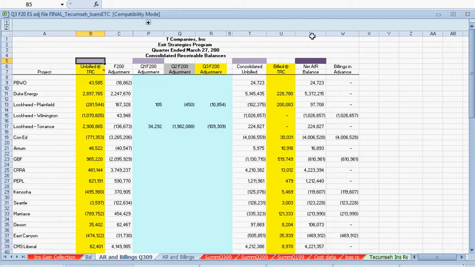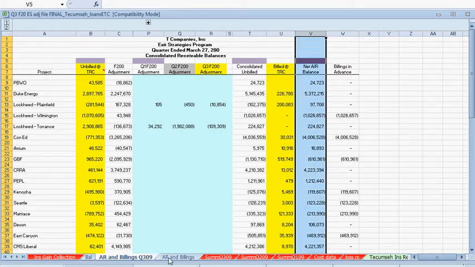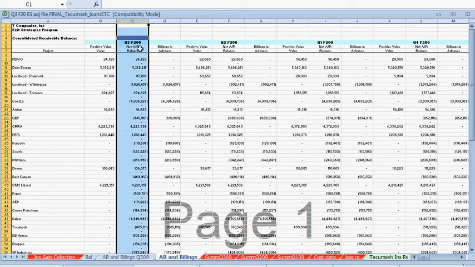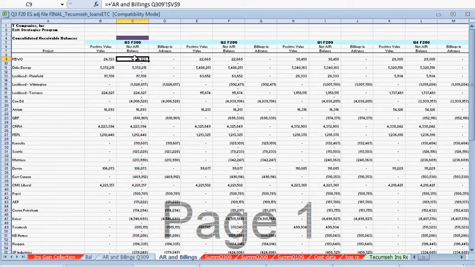Well, that net account receivable balance in this column here is then carried over here, on a quarterly basis, to net account receivable balance to show all the clients what they have for each quarter, taking in the billing in advance and positive value.